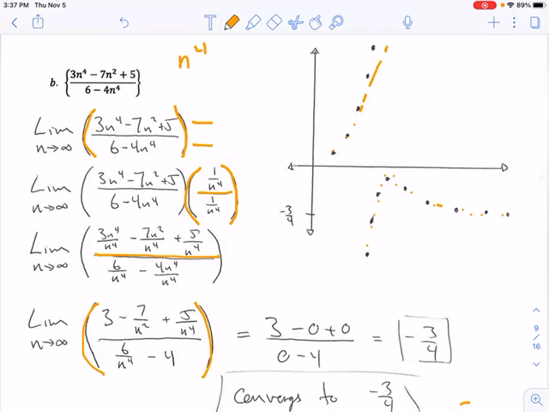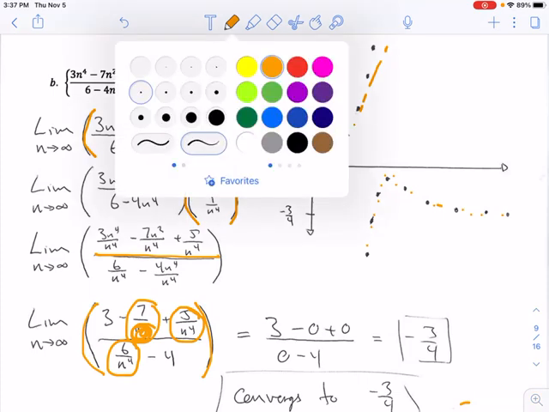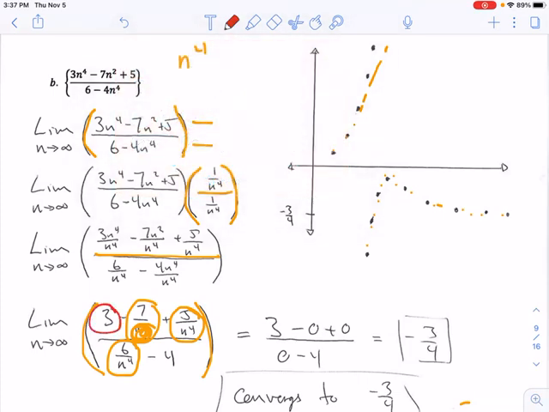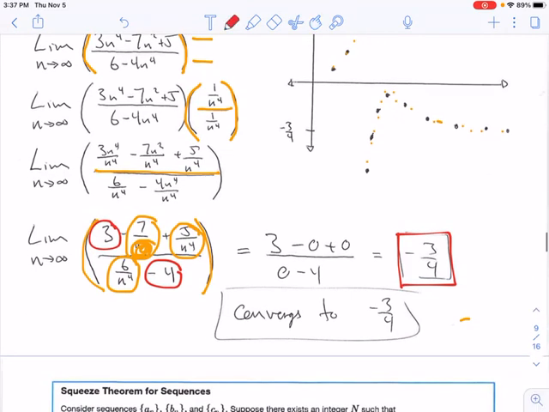Because as n approaches infinity, this denominator is getting infinitely large. This whole quantity is going to 0. This whole quantity is going to 0. This whole quantity is going to 0. All we're left with in the numerator is a 3 and a negative 4 in the denominator. Therefore, the limit is negative 3/4. That means that this sequence is converging to negative 3/4.